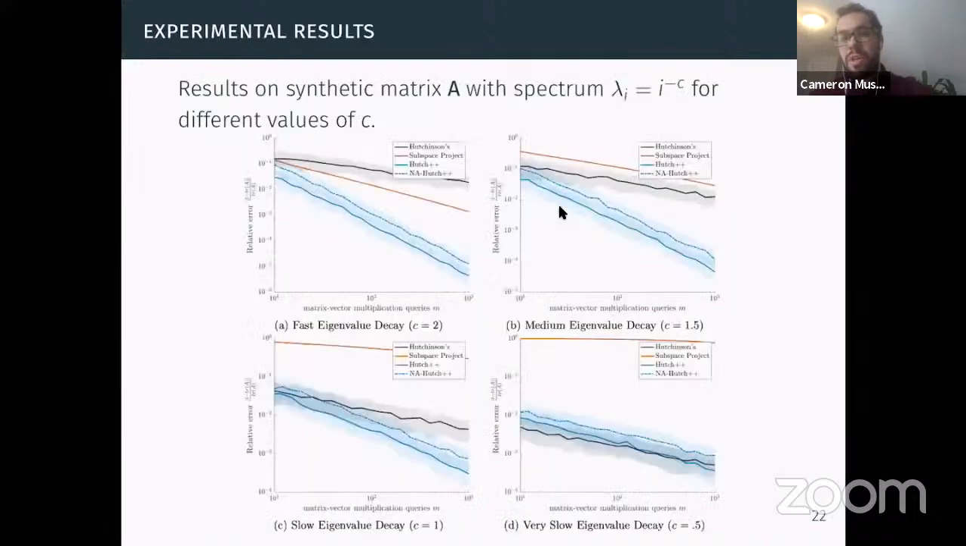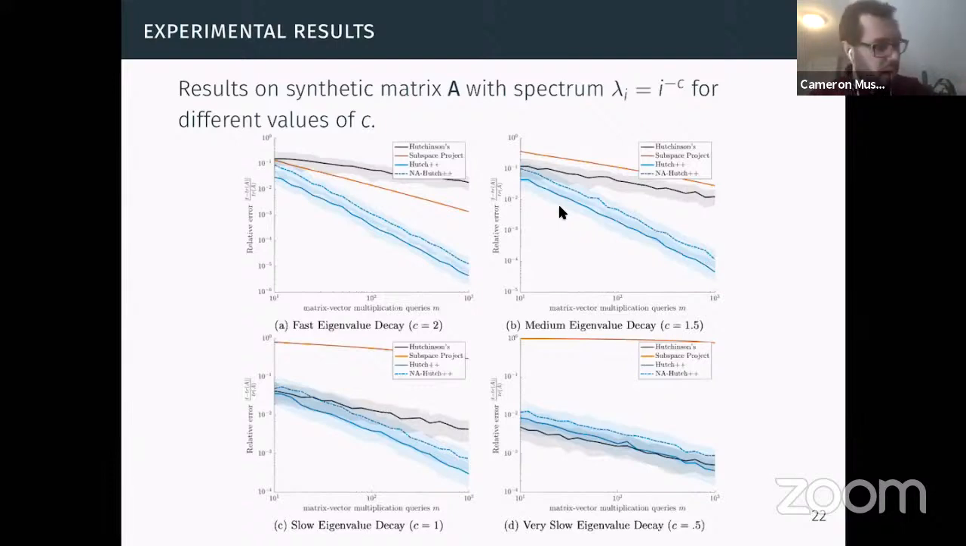What I'm going to do now is talk about experimental results. And if I have time, I'll talk about the lower bound, which shows that this result is optimal. So the first set of experimental results, just to get a sense for what's going on, we generated a synthetic matrix A with a spectrum that is just decaying as a power law. Then we tweaked how fast the spectrum was decaying and compared 4 different methods.